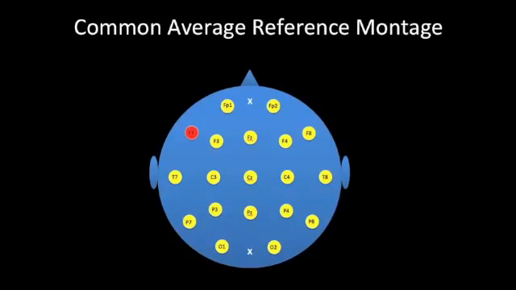What we would do in this situation is compare F7 to the signal everywhere else in the head divided by the number of electrodes. However, because FP1 and FP2 are very susceptible to eye movement artifact, and because O1 and O2 are very susceptible to head movement artifact, they are generally excluded from the average reference montage.